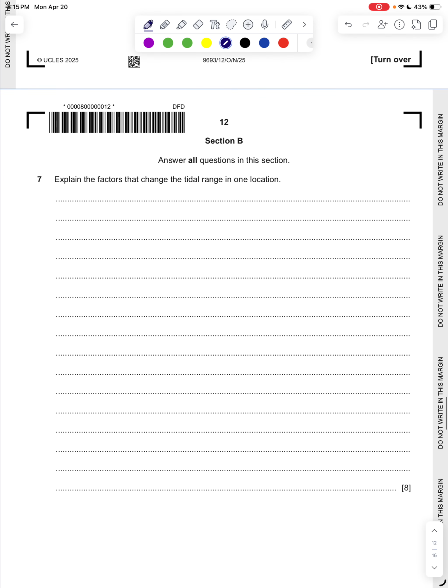Explain the factors that can change the tidal range in one location. All right, we are in our extended response questions. Yay.